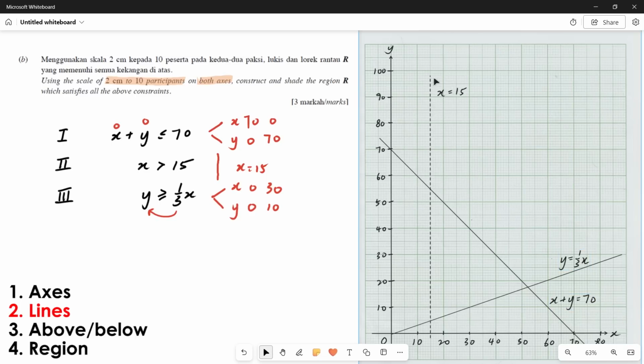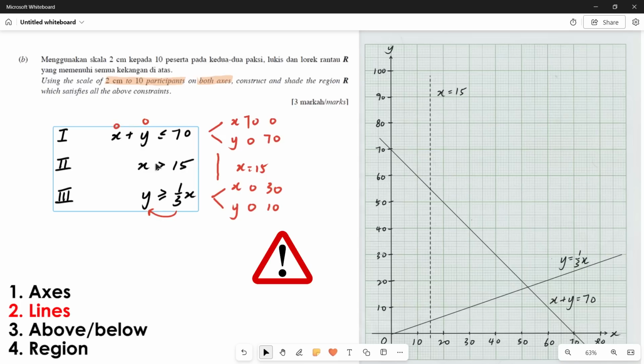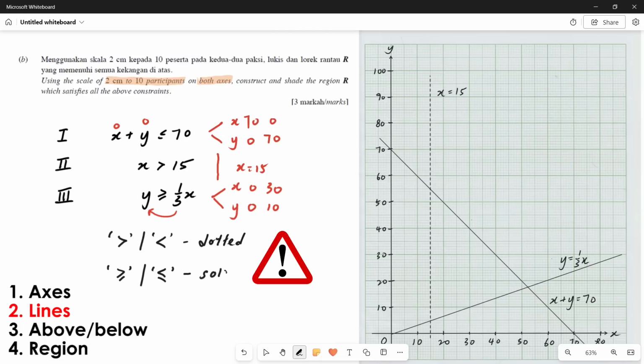Okay, and there's another thing to let you know, which is this line. As you can see, this line is drawn in dotted line format. The reason is because of the inequality sign. So recall, for inequality signs which are greater than or lesser than, we need to draw the dotted line. For signs which are greater than or equal to or lesser than or equal to, we are going to draw the solid line, which is a line that does not have any gaps in between. Something like this. This is a solid line.